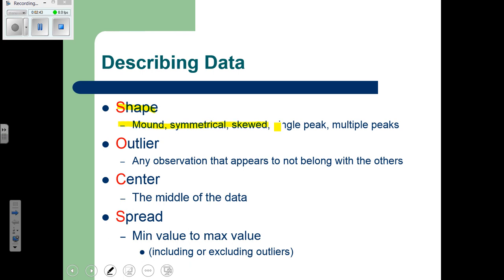So some of the adjectives that we might use: mound shape, symmetric, skewed, single peak, multiple peaks, as we start looking at this. And as the unit progresses, we'll talk more about how to really identify where outliers are. We'll start talking about different measures of center and different measures of spread.